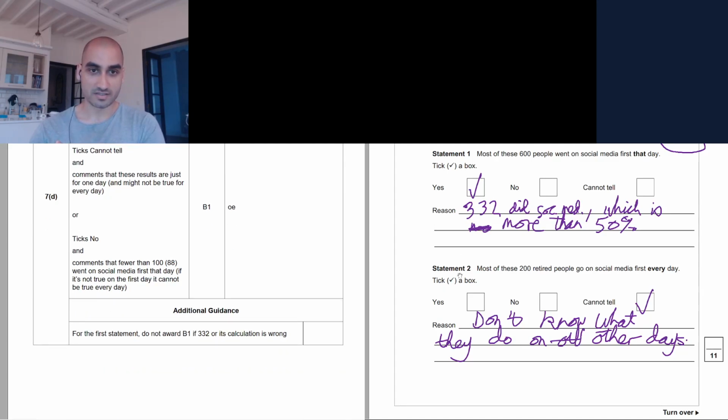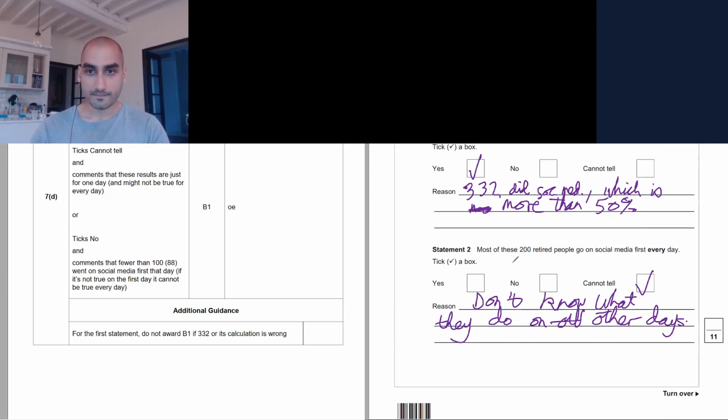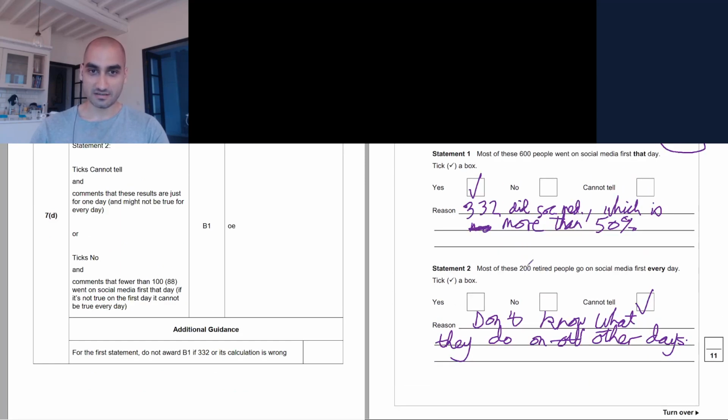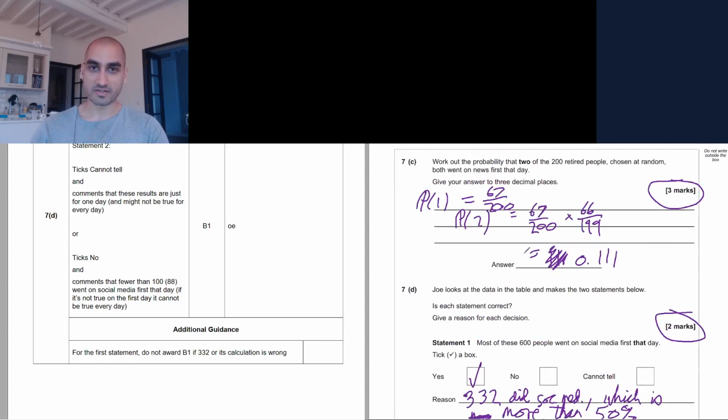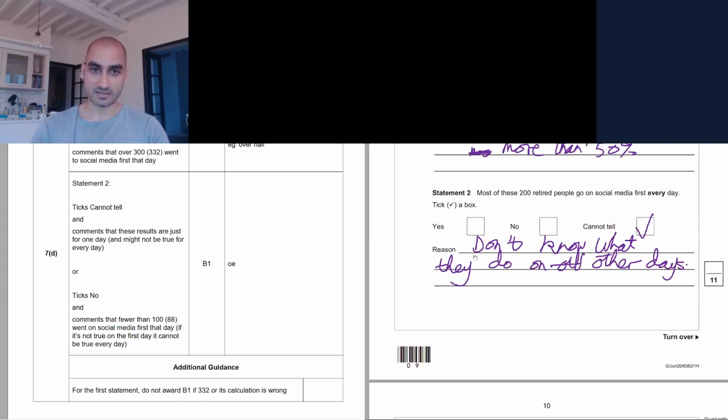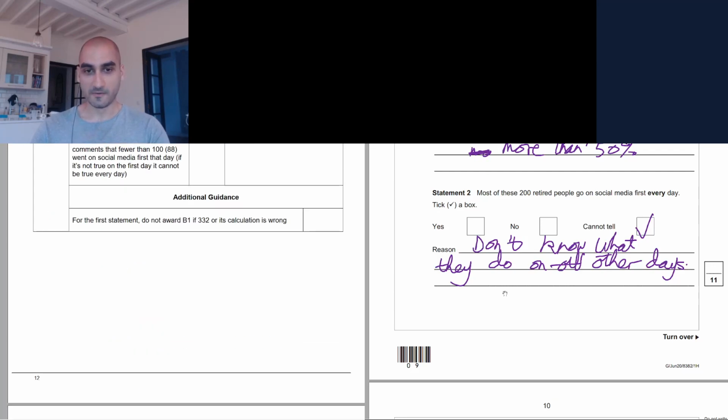The answer is actually no, because if that day, hang on, so it's fewer than 188. Yeah, so the actual fully correct answer is no, because that day that they did the study, it wasn't most. Therefore, it can't be every day, because it wasn't that day. All right, so I got the marks. But I don't deserve the marks. Like, they should have been strict on that. The answer is no. That's a tricky one.